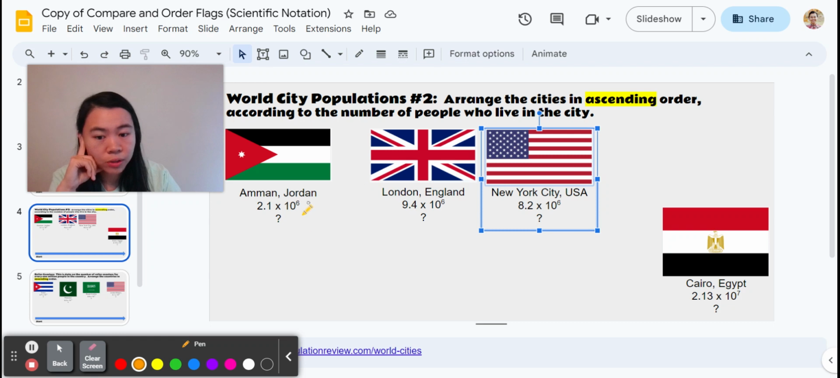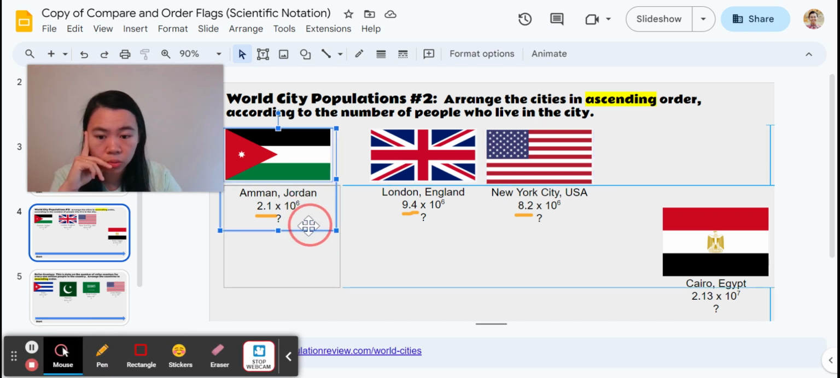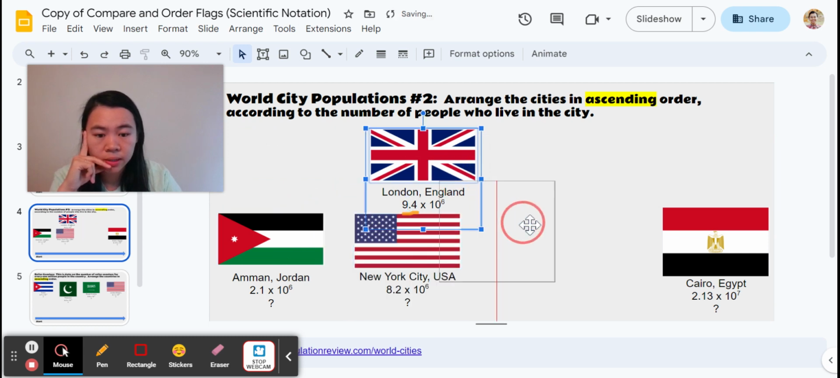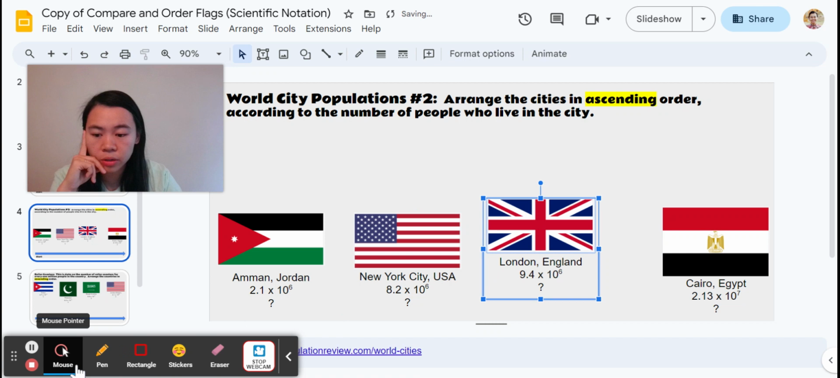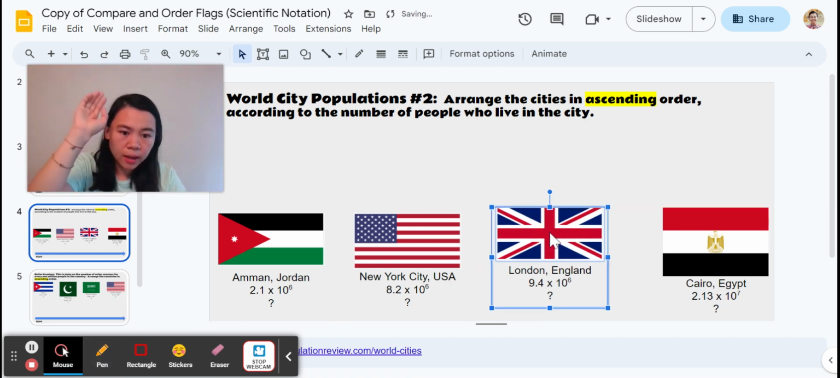Because these 3 are all tied 10 to the 6th, we have to look at the base. We have to look at the front number. 2.1, 9.4, 8.2. And then we're just going to order it from least to greatest in ascending order. So the smallest one is going to be Jordan, 2.1, followed by New York City here in the United States, and then England. Okay, so compare your decimals. Compare your exponents first, and if they are the same, then look at your decimal.